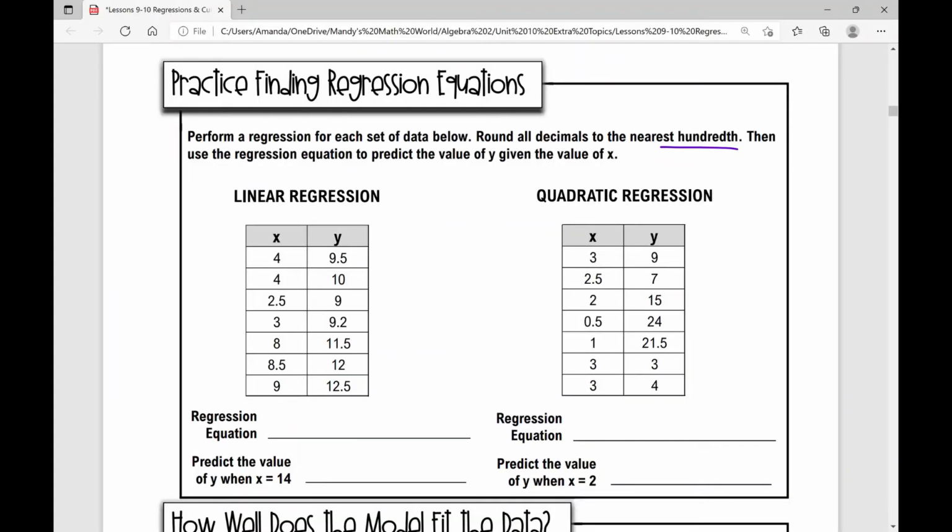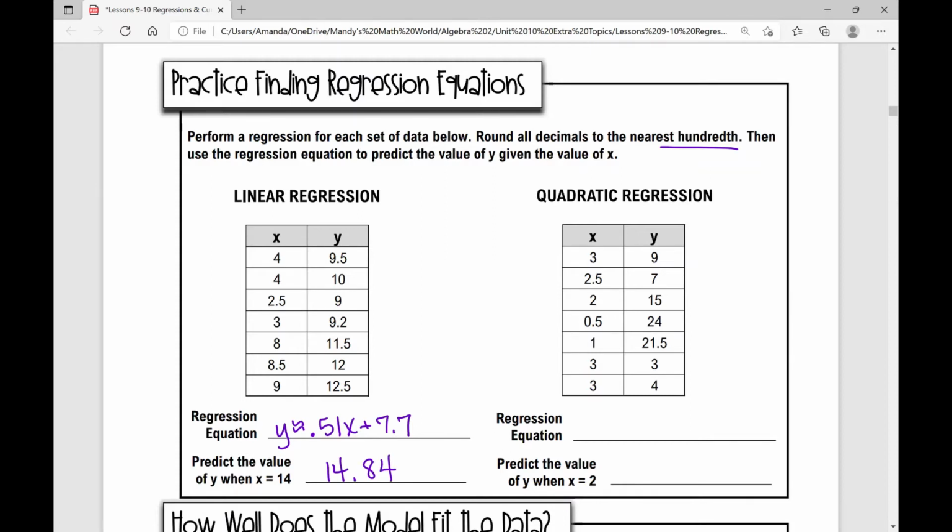What I'm going to do now is write down what we just found on our calculator. So our regression equation for this first one, I just want to make sure that you wrote it down correctly, is 0.51x plus 7.7. And then we found that when we plugged in 14 for x, we got 14.84 for y.